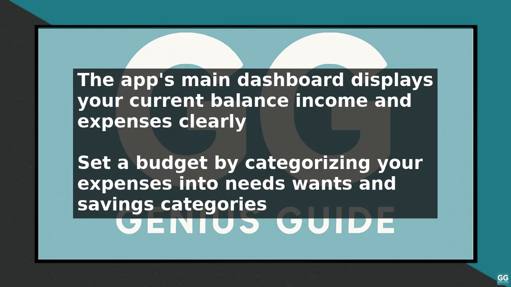Pocketguard also offers a feature called In My Pocket, which calculates how much money you have available for discretionary spending after accounting for your essential expenses and savings goals.